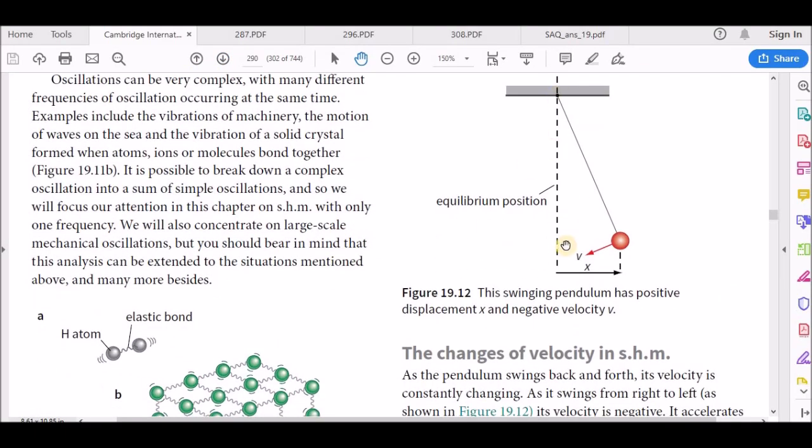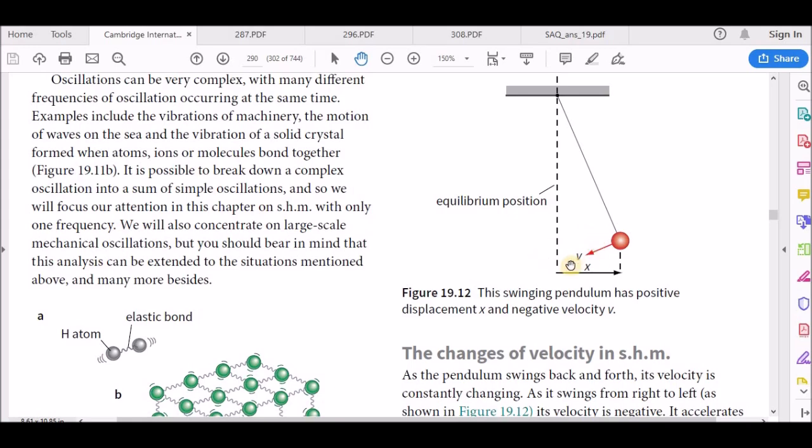So here I told you about the equilibrium position for a pendulum, that is when it is in the vertical position and where it comes to rest after oscillating. The swinging pendulum has positive displacement x and negative velocity v. So to the right side we took it as positive, so anything in the left direction is negative. Even if it is over here, still the displacement is positive because it is to the right of the equilibrium position, but the velocity, because it's moving this way, will be negative.